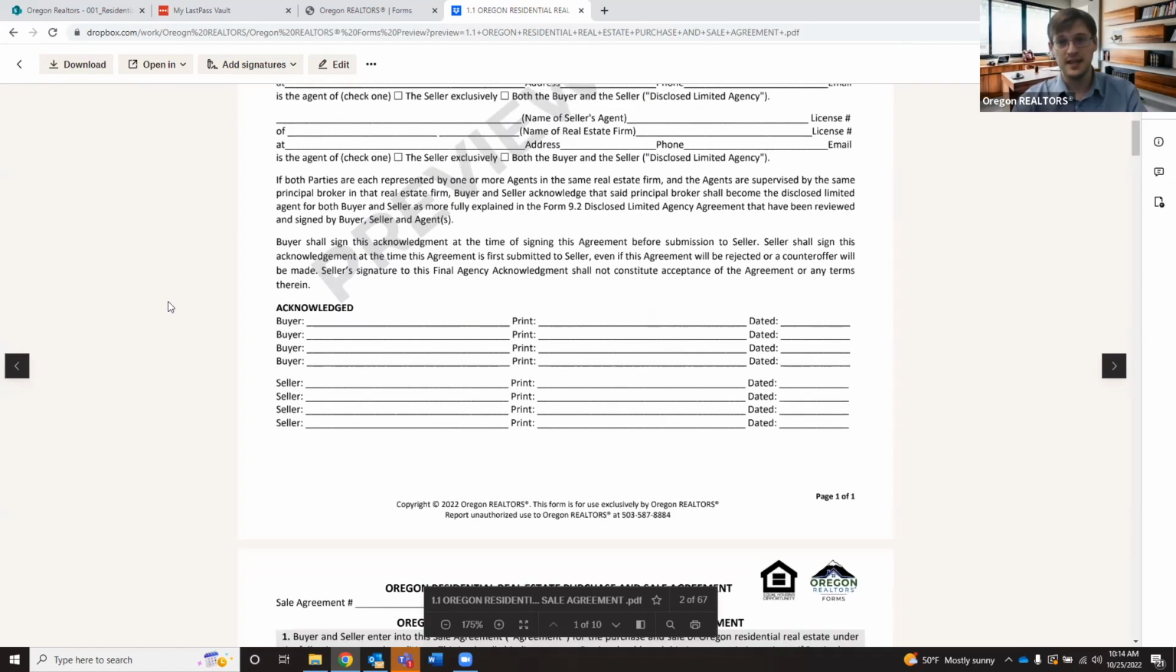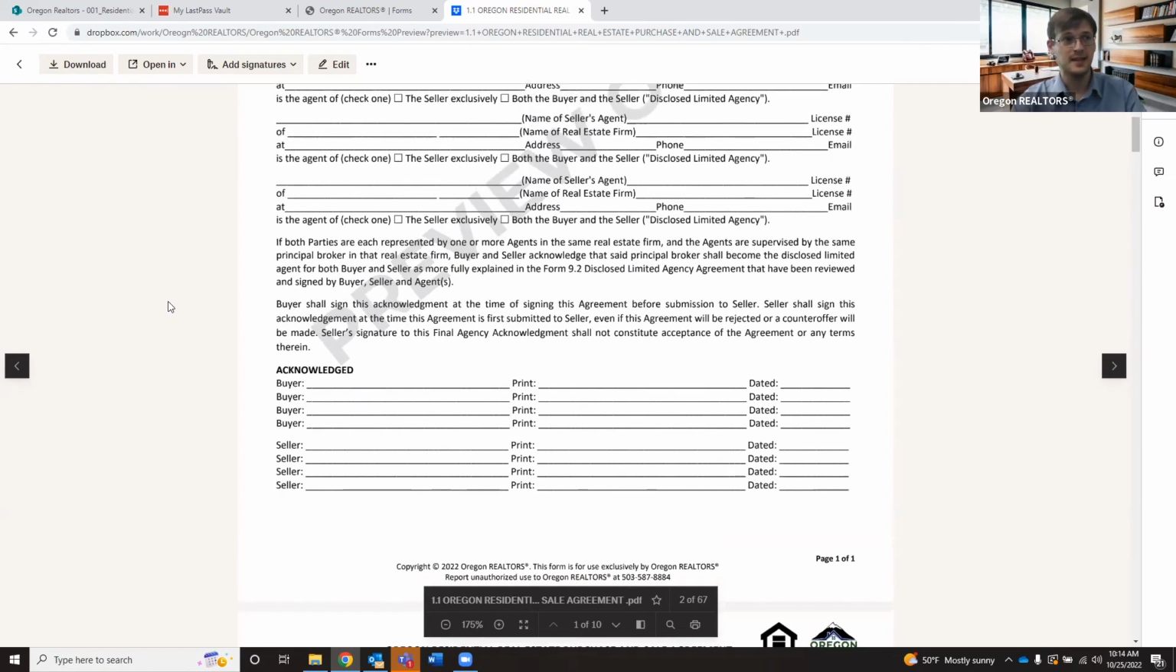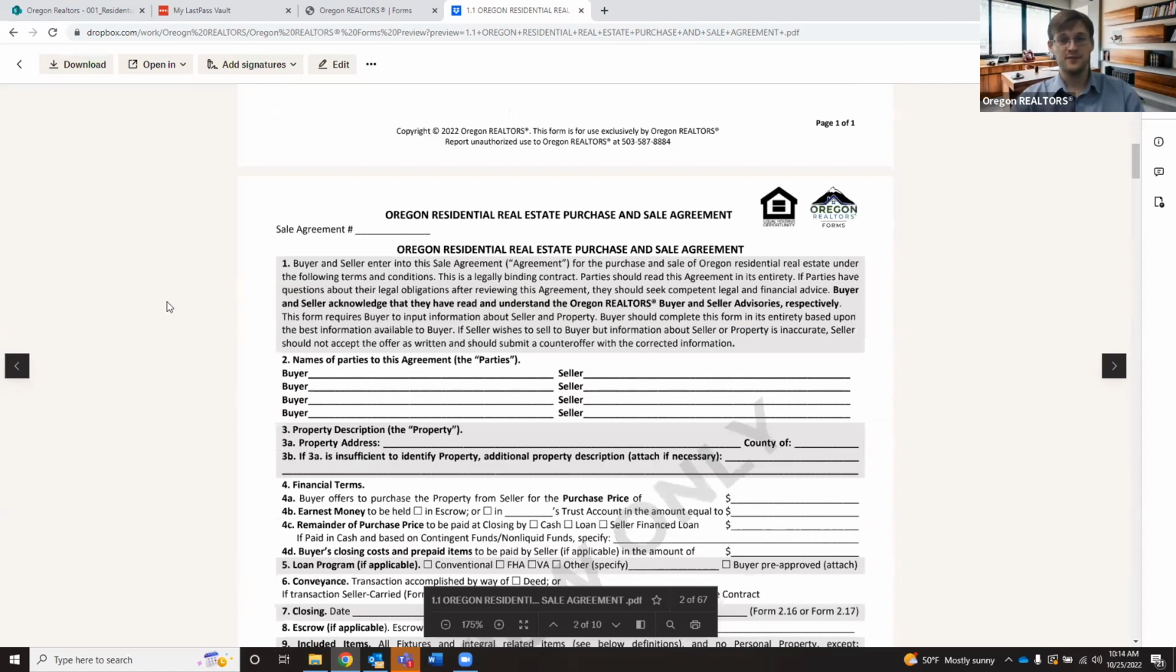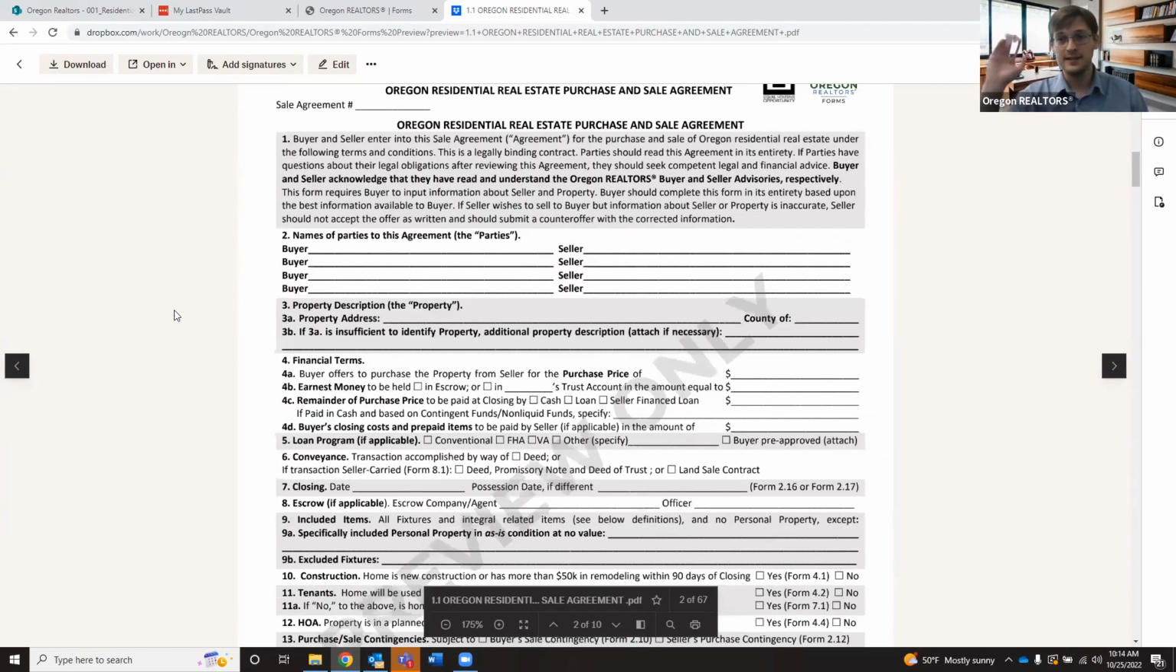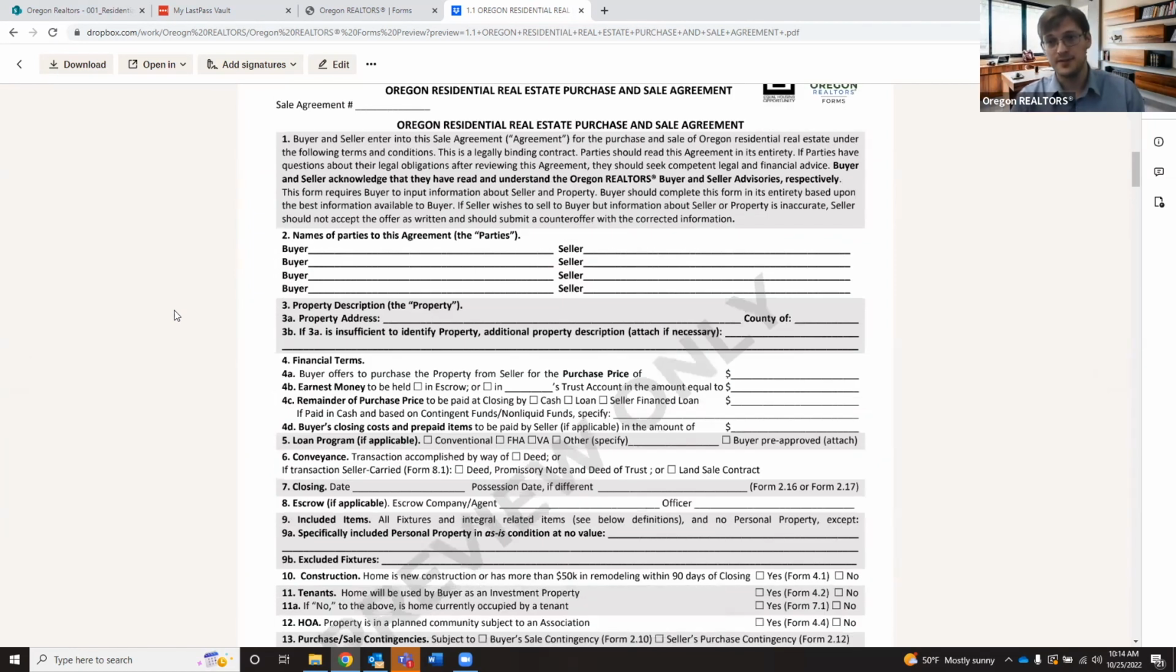The first page is just that final agency acknowledgement, same in all the purchase and sale agreements. The actual first page of the real agreement itself is technically page 2 of the PDF, but it's page 1 of your purchase and sale agreement. So final agency acknowledgement, and then everything after that is the purchase and sale agreement.